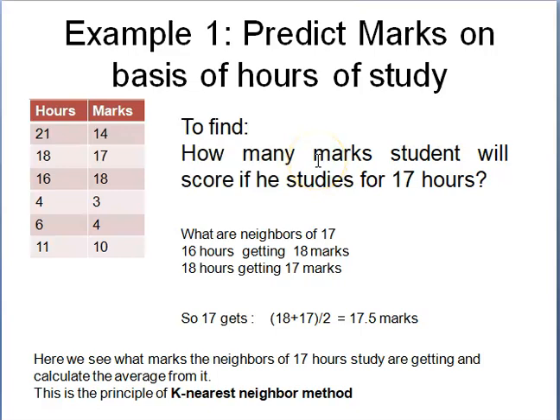So similarly in machine learning, the algorithm that you are taking up for solving the problem will try to predict on the basis of the neighbors or on the basis of the other values. In the subsequent examples, I will be discussing other cases.